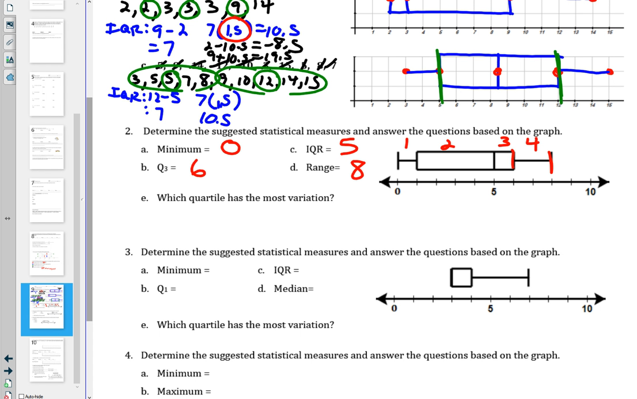So which one has the most variation? Variation means that it's spread out further. Which one's the widest? Which quartile is the widest? Yeah, the second one. It varies the most.